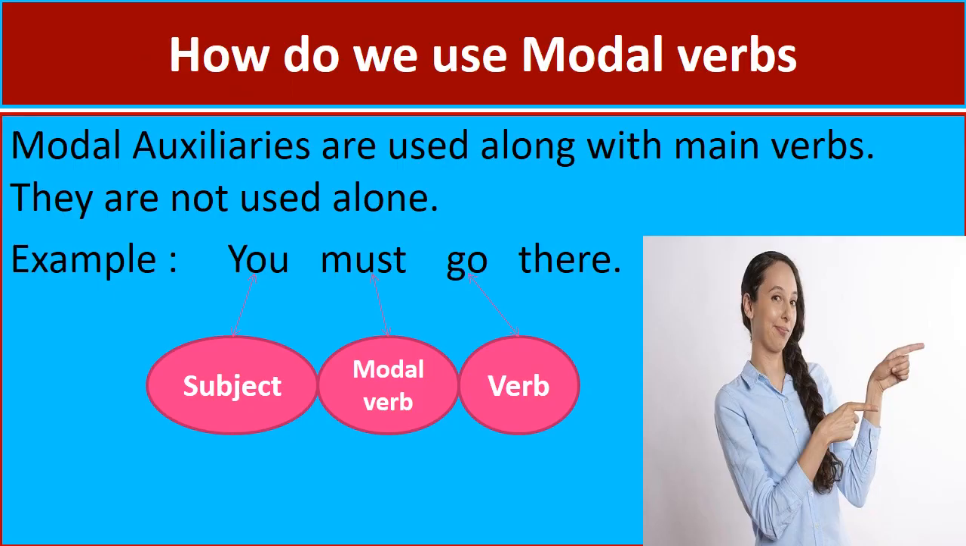Now students, how do we use modal verbs? Modal auxiliaries are used along with main verbs. They are not used alone. For example, you must go there. So here you is the subject, must is the modal verb, followed by the main verb go. So this thing you must keep in mind, that modal auxiliaries are used along with main verbs. They are not used alone.